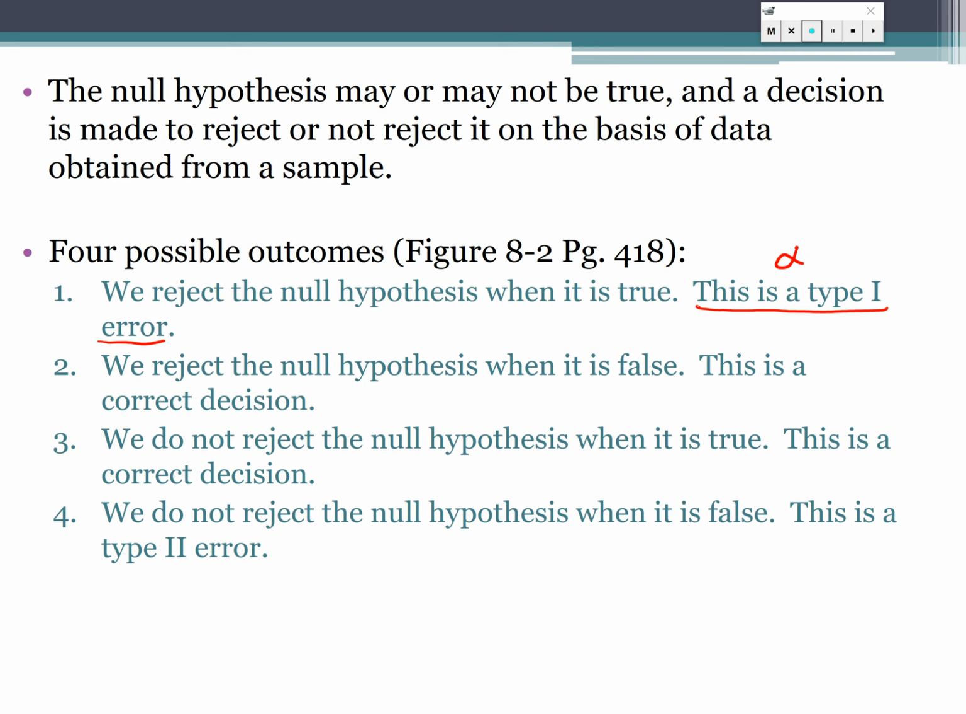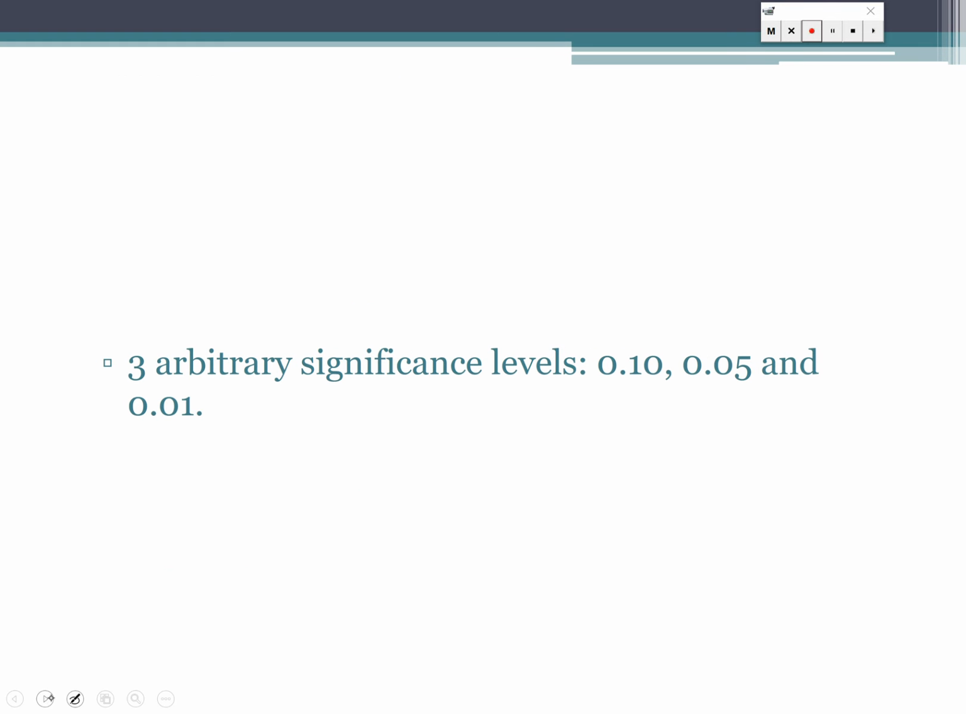rejected. Third option is you don't reject the null when it's true, and again, that's a good decision, that's the correct one. And number 4, we do not reject the null hypothesis and it's actually false. When that happens, that's a type 2 error, and it's symbolized with kind of a goofy capital B looking thing, which is beta. So again, those are the 4 possible outcomes when you run your hypothesis test. You might not always come up with the correct conclusion.